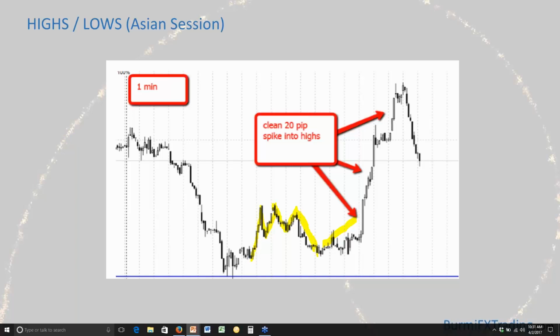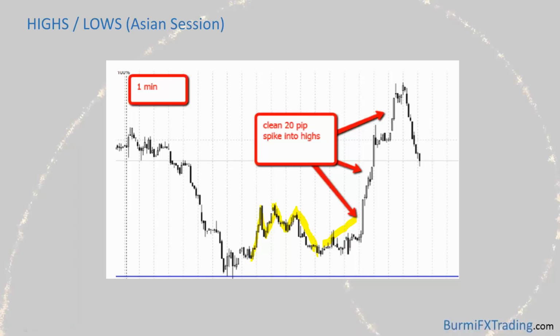So we have one question here. What do you mean by 100 sample size? Yeah, so what I mean is, let's say you're studying price behavior. Maybe you're studying how to trade highs and lows.